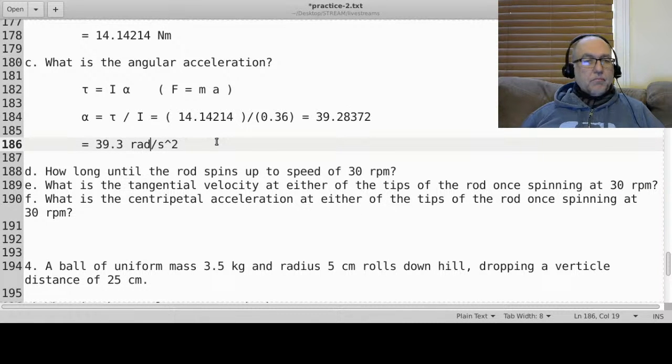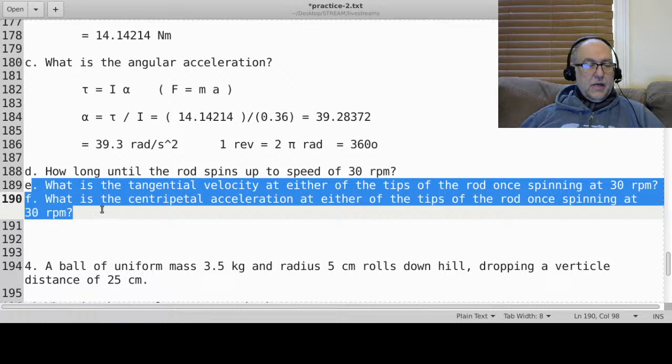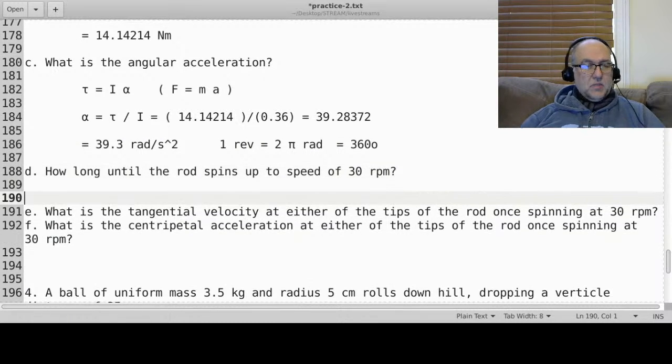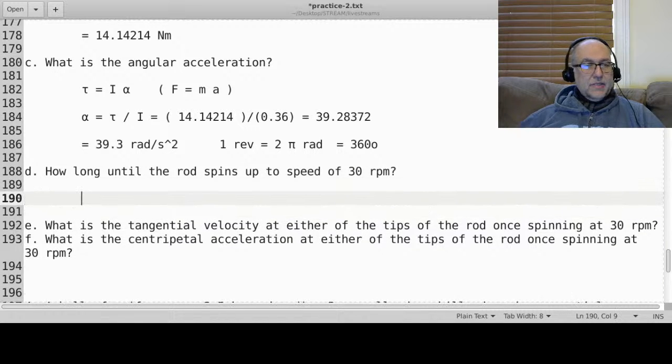Okay, and one turn or one revolution, just to remind you, one revolution is 2 pi radians. And you might say, well, why do we work in radians and not in degrees? Because obviously 1 revolution is 360 degrees, and we have to work in radians for these 2 questions. So let me do the next one, and then I'll explain why radians and not degrees.